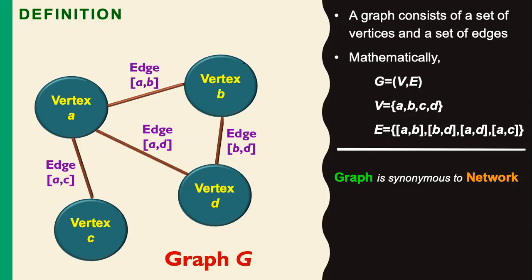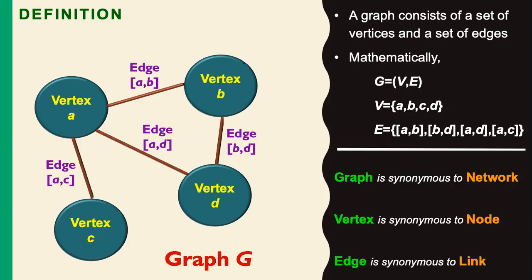Now, usually we always hear graph as synonymous to network. And actually they are synonymous, okay? And vertices are also synonymous to nodes, and edges are also synonymous to links.